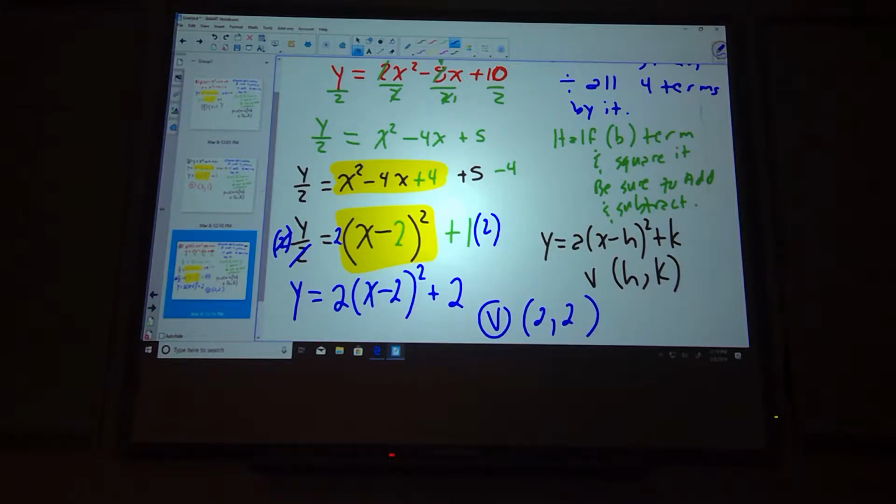No. You know what that 2 does? It changes my pattern graph from 1, 3, 5 to 2, 6, 10. That's all it does. It does not change the vertex at all.